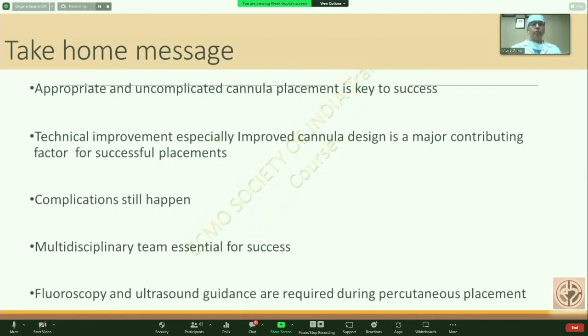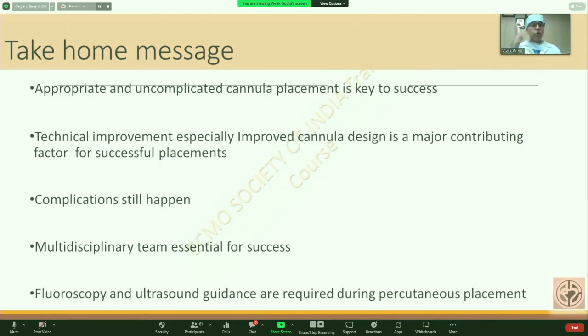So to conclude, what is important for us to remember is that when we want to put a patient on ECMO, the cannulation is the most important thing, and uncomplicated cannula placement is key to success for initiating ECMO. Technical improvements, especially with cannula design, kink-free cannula, and Seldinger's technique, have improved the success rate of placement of these cannula. Still, remember that complications do happen. Always be ready to handle the complication.